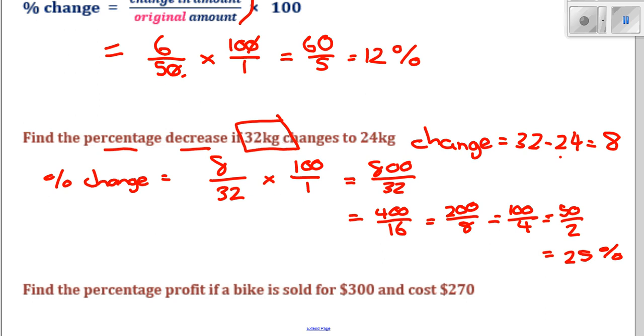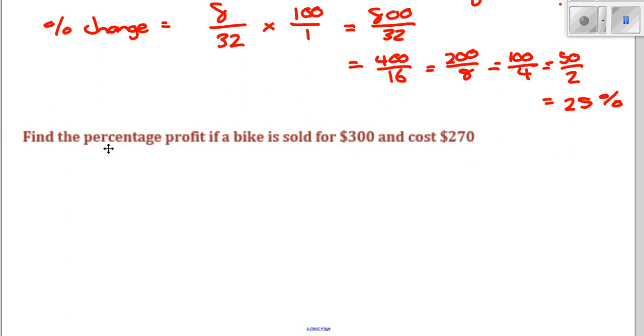Find the percentage profit if a bike is sold for 300 and it initially cost 270. So percentage profit just means find the percentage change again. Just use your little percentage change formula. Profit is what you make when you run a business. When you run a business, you want to make a profit. So you want to buy something for a certain amount and sell it for a higher amount, so you keep the extra money.